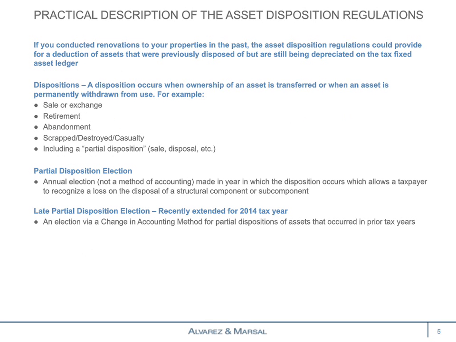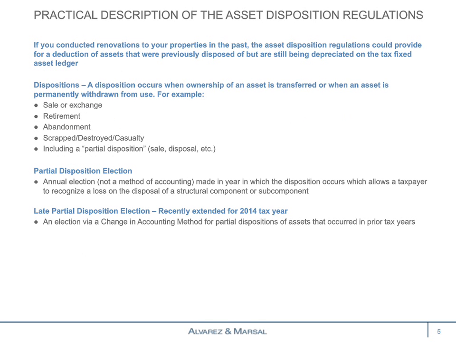There are a couple of ways that you can take advantage of this partial disposition. One is the partial disposition election, which is an annual election. It's not an accounting method change, and it's made in the year in which the disposition occurs, and that would be the year in which you would take a loss on the disposition of that asset or component, depending on the circumstance.